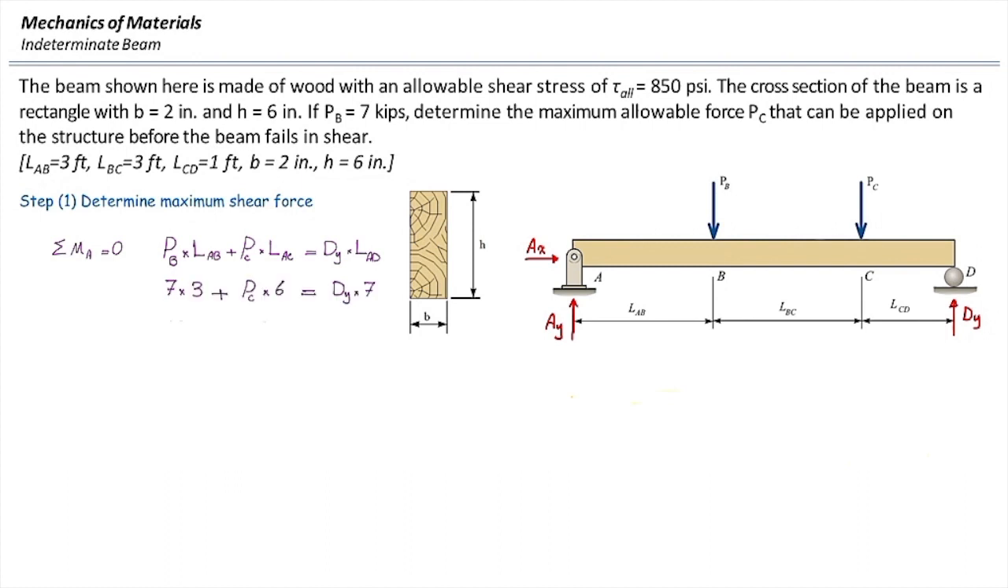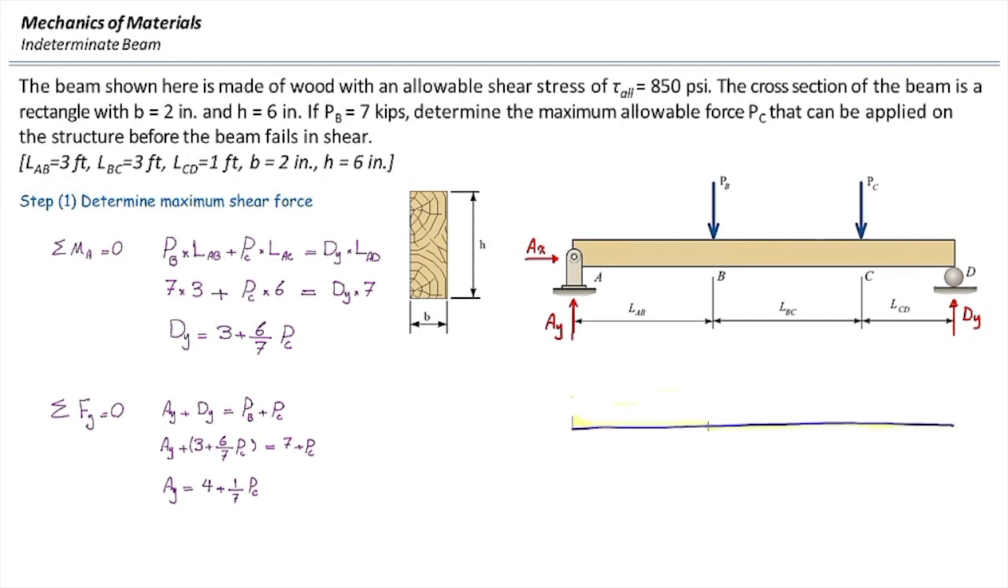There are two unknowns that I can't solve on. But I can write down the reaction force in terms of this unknown force, P_C. That would be equal to 3 plus 6/7 of P_C. Now, we are going to write down sum of the forces in the y direction equal to 0. That means A_y plus D_y are going to be equal to P_B plus P_C. And from that, we can determine how much is A_y by plugging in the values in terms of P_C.